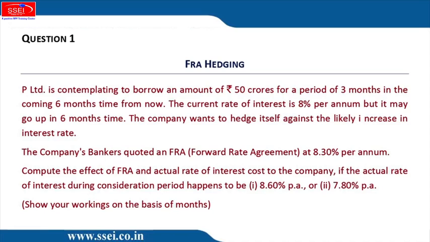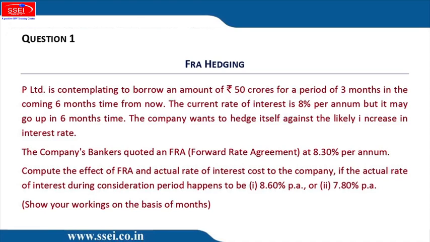So what they have done, they just calculated the profit on FRA, which I am repeating, 8.6 minus 8.3, that is 0.3% of 50 crores into 3 by 12 divided by 1 plus 0.086 by 4. Then they have calculated the interest cost, which is 8.6% of 50 crores into 3 by 12. Then they have deducted one from the other, because one is a cost and the other is a profit, and found out the net cost, and the net cost divided by 50 crores into 100 into 12 by 3. That's coming to 8.31%. Now this solution is wrong, but rectify it.